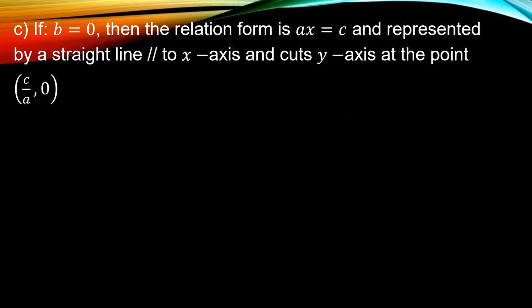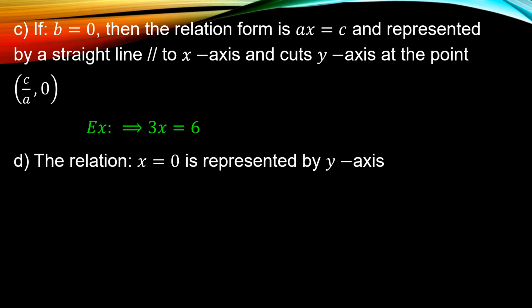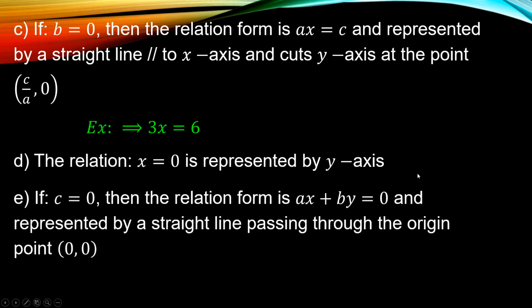Letter C: if b equals 0, then the relation form is ax equals c and it is represented by a straight line parallel to the y-axis and cutting the x-axis at the point c over a and 0. As in the following example, 3x equals 6. Letter D: the relation x equals 0 is represented by the y-axis. Here, if c equals 0, then the relation form is ax plus by equals 0 and is represented by a straight line passing through the origin point 0 and 0. Thank you.